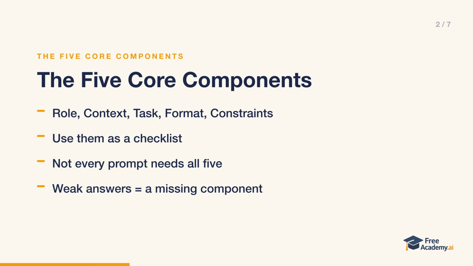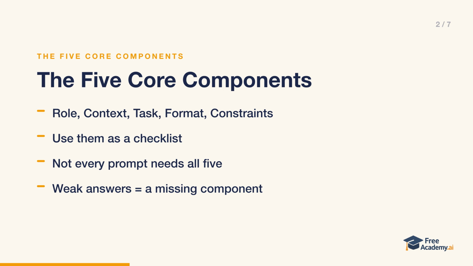A well-structured prompt usually contains 5 core components. First, the role or persona. Who should the AI be? An expert, a teacher, a critic? Second, context. What background does it need to help you well? Third, the task. What exactly do you want done?